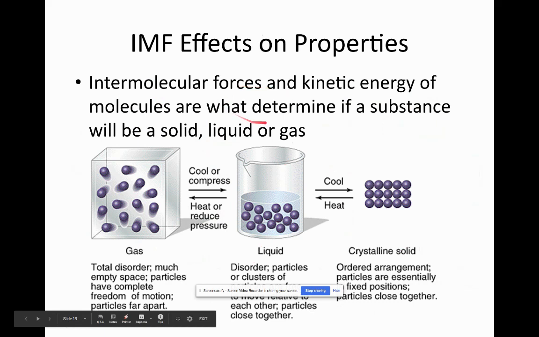So what are the effects of intermolecular forces on properties? The more intermolecular forces that are available, there is going to be an increase in properties such as boiling point. So intermolecular forces and kinetic energy of molecules are what are going to determine whether it is a solid, a liquid, or a gas, and the amount of energy required to get it to go from being a solid to a liquid to a gas, depending on the amount of intermolecular forces available. The more intermolecular forces available, the higher the boiling point, for example.